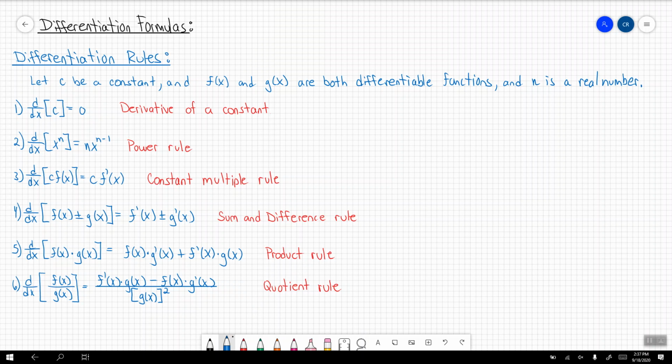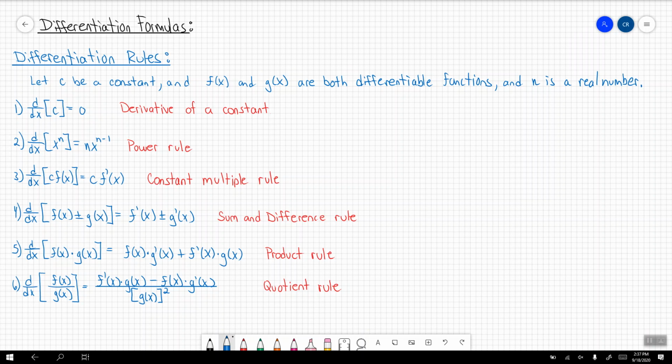Number 4, this is that we can take the derivative with respect to x of two functions that are either being added or being subtracted. So again, it doesn't matter whether we are adding or subtracting these two functions in which we'll be taking derivatives, but when we do, we could then take the derivative of the first function, that's f prime of x, add it or subtract it, whichever sign we were initially working with, and then add or subtract it to the derivative of the second function, which would be g prime of x.